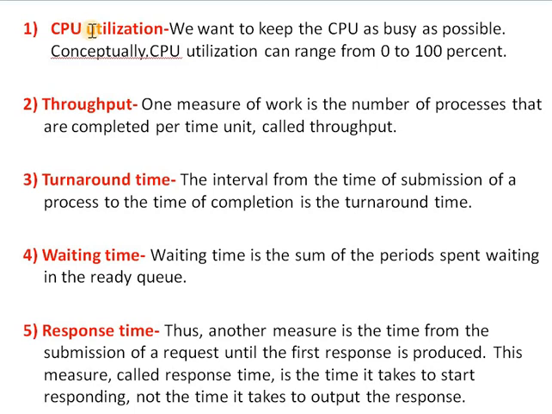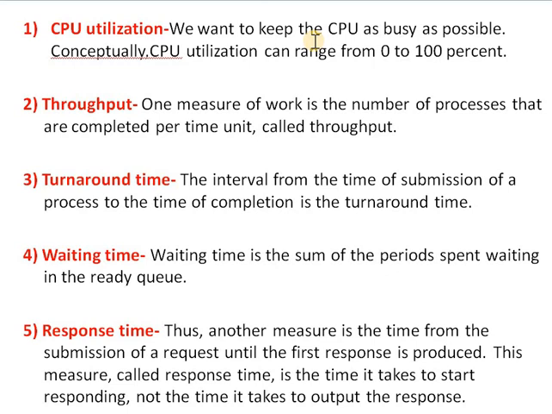Utilize means what? We are using. So, CPU utilization means what? We want to keep the CPU as busy as possible. Conceptually, CPU utilization can range from 0 to 100%. In the operating system, we want to keep the CPU as busy as possible. That means the CPU is continuously busy in the execution of different processes.